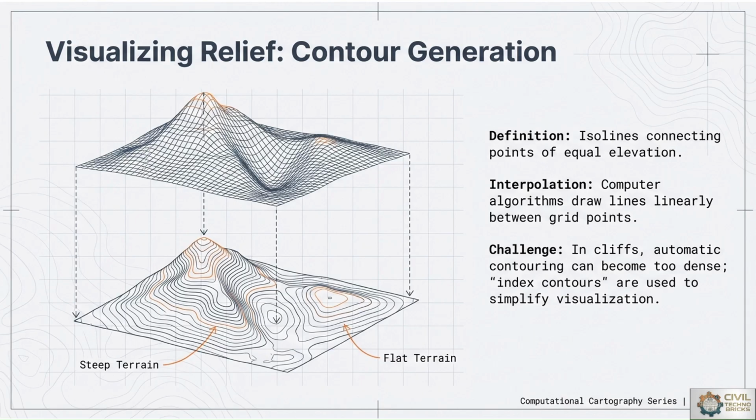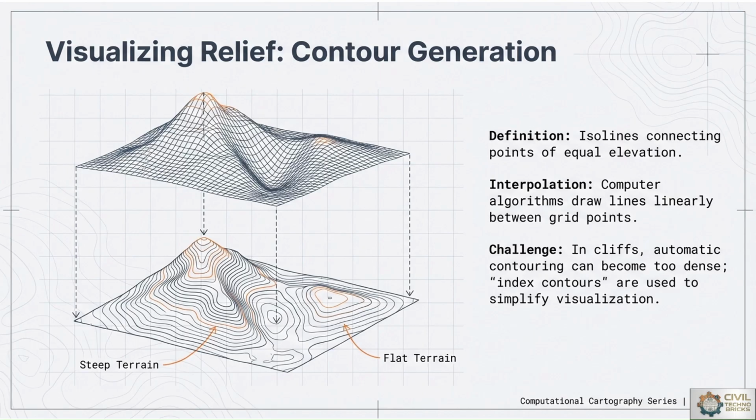Visualizing relief, that is contour generation, which is the most important point based on steep terrain or flat terrain, like slope and aspect, which is part of terrain analysis. Here the isolines connecting points of equal elevation are marked. So interpolation is most important to track the points with reference to the ground control points. For that, computer algorithms draw lines linearly between grid points.